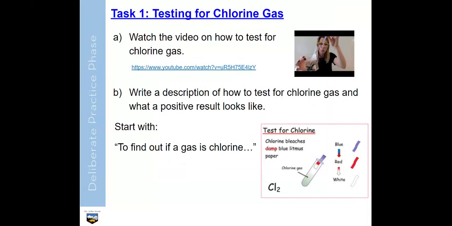What I'd like you to do on your student worksheet for today is complete task 1 by watching the video on how to test for chlorine gas. Once you've watched the video, I then want you to write a short description of how to test for it and what your positive result should look like. So, for example, to find out if a gas is chlorine, you would use blue litmus paper and hold it in the sample of gas. If it turns red, then white, it shows the presence of chlorine. So pause this video, come back once you've completed task 1.